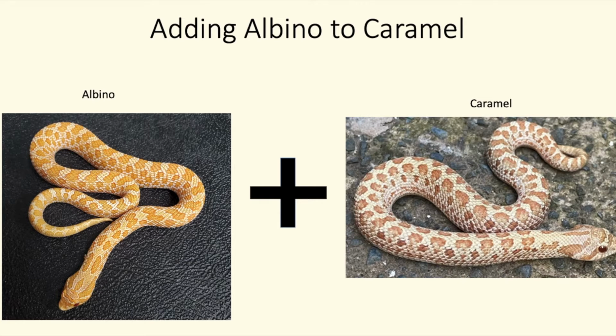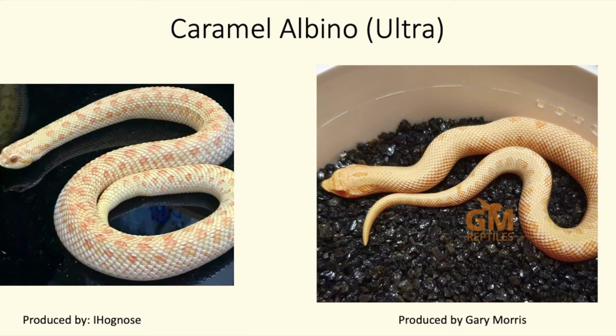All right, next combination, we're going to add the albino to the caramel gene. One of the characteristics of the caramel gene, not including the color of the animal, is that it usually has a reduced head pattern. So when you mix these two together, you get a snake called the Ultra.